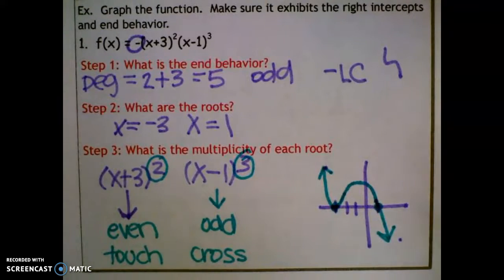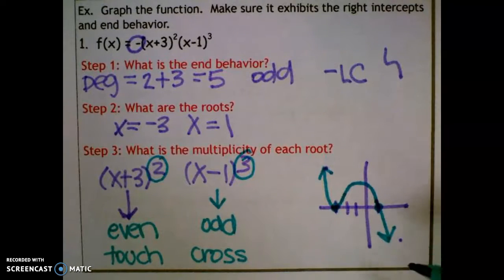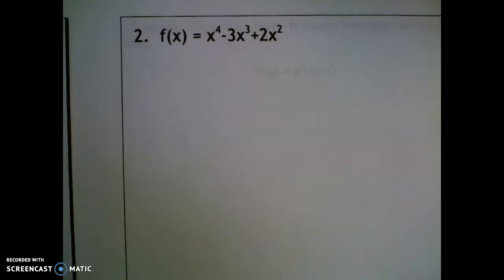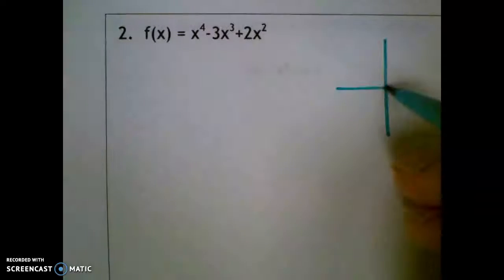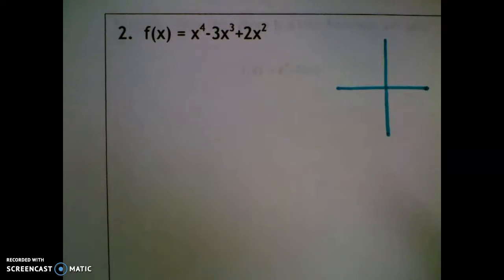That's my graph. And I can check. I started and ended in the right place. So that means I should be pretty accurate with my multiplicities. Alright, so number 2, we're going to do the same thing. I'm going to start off with a graph. And then we're going to go through the steps.